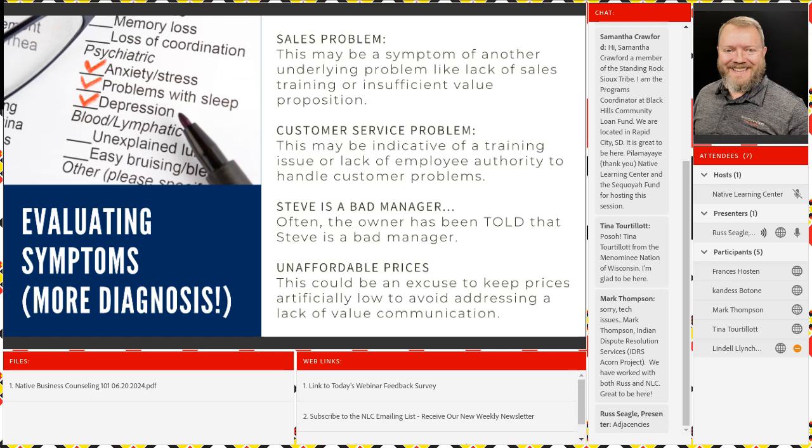Unaffordable prices could just be an excuse to keep prices artificially low, because if I keep prices low, I don't have to listen to my customers complain. And I don't have to try to do anything to communicate why I'm worth raising prices. We see this in childcare facilities. We see this in grocery stores. We see this everywhere. So it's not, again, somebody's going to come in and say, my business is different.